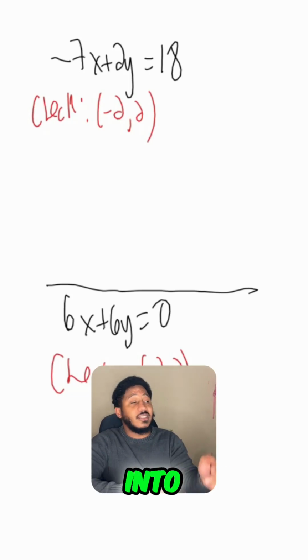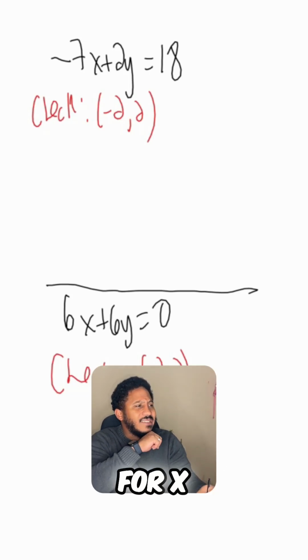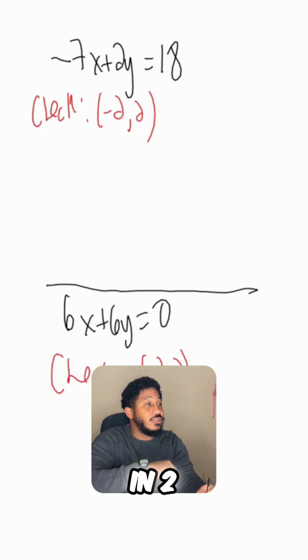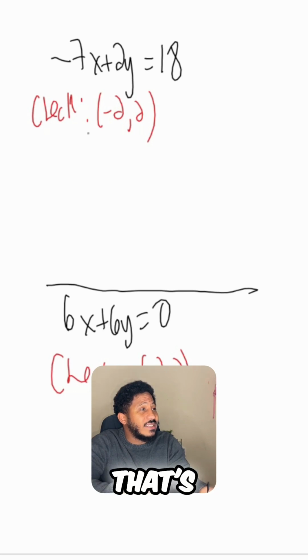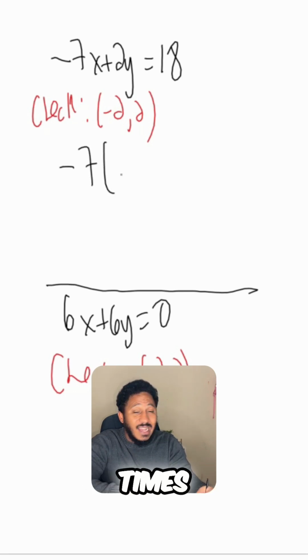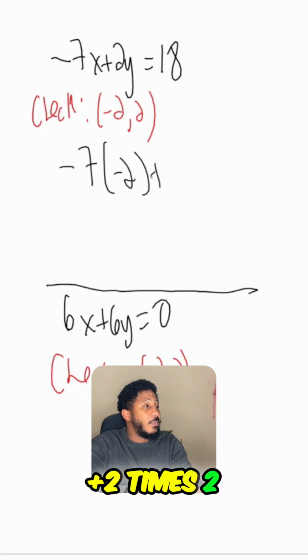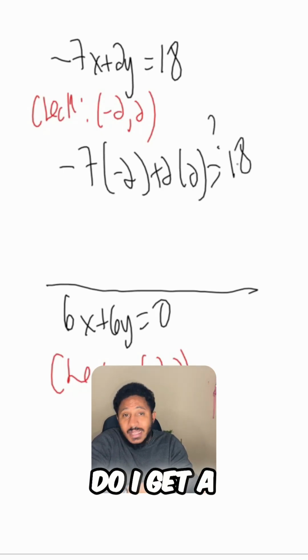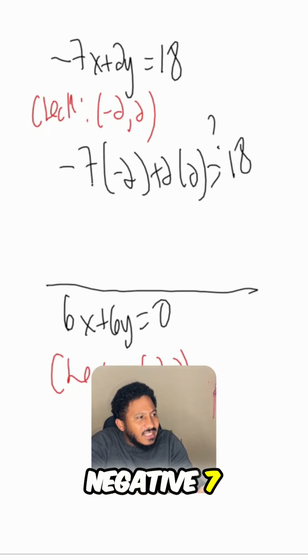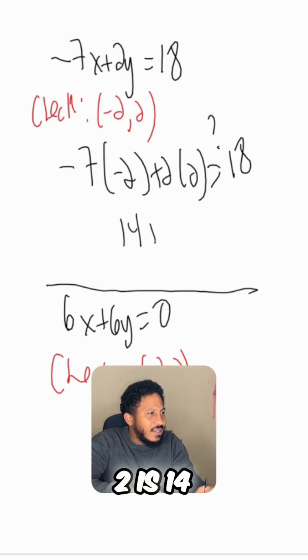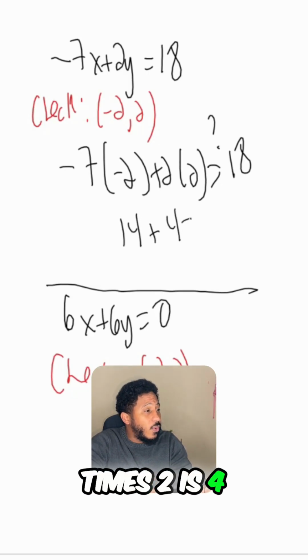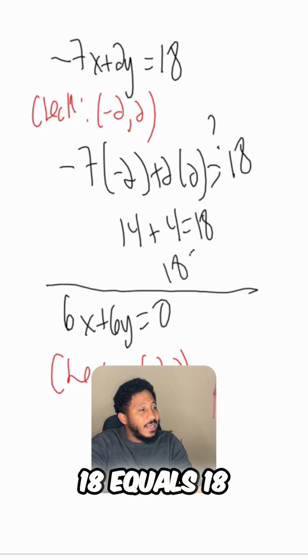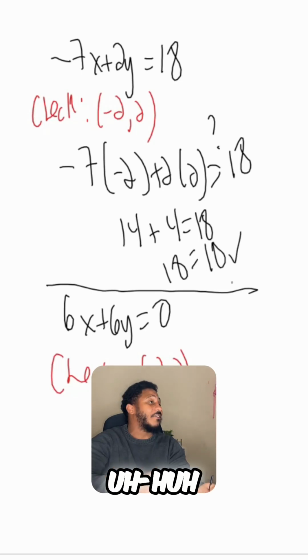So let's check it. Let's plug it into the first equation. If I plug in for x, I'm plugging in negative 2. For y, I'm plugging in 2. And so that gives us what? That's negative 7 times negative 2 plus 2 times 2. And we're seeing, is that equal to 18? Do I get a true statement? Negative 7 times negative 2 is 14. Plus 2 times 2 is 4. Is that equal to 18? Yep, 18 equals 18.